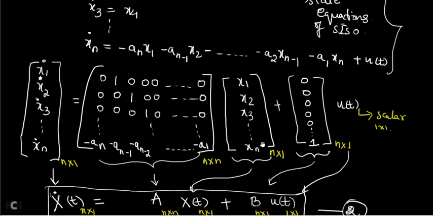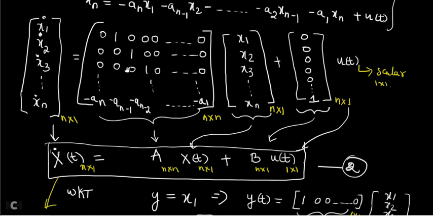Now here how many rows are there? 1, 2, 3 up to n. N rows, 1 column. And here how many rows are there? N rows, 1 column. U of t is a single input. Because it is a single input, it is 1 row, 1 column. 1 cross 1. 1 cross 1 means only a scalar. It is not a vector, it is a scalar.